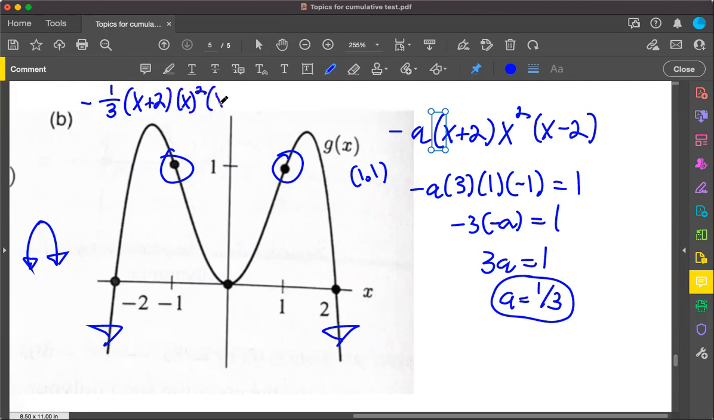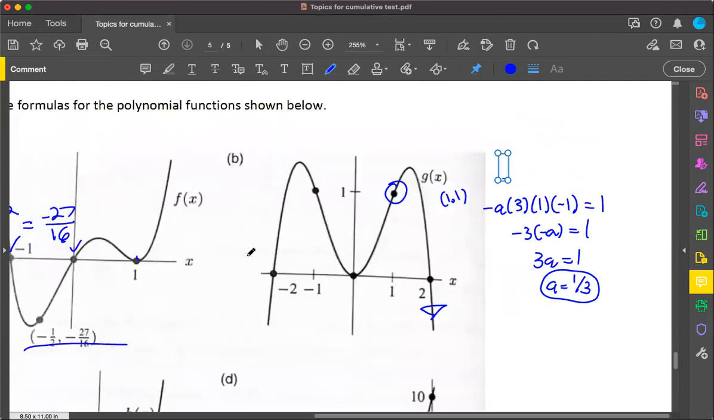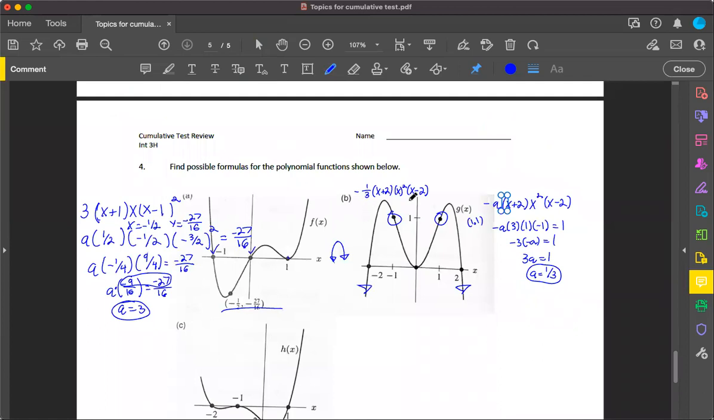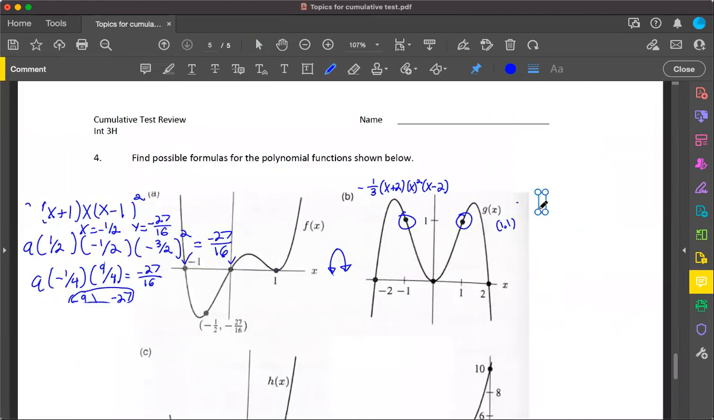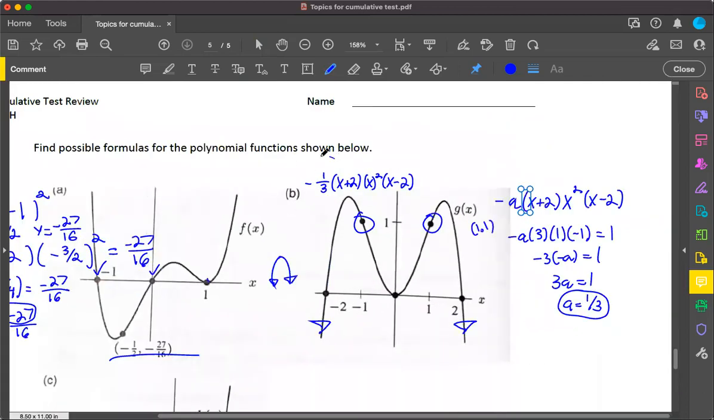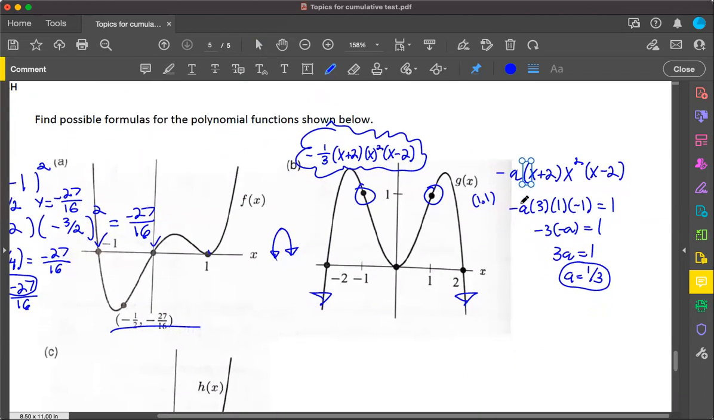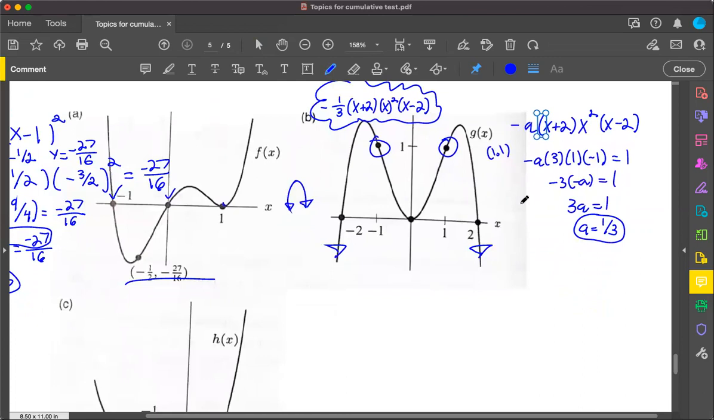So this is your factored form. We're not asked to FOIL to standard form, though there are possible formulas for it. Here you go. I think that making this a -a probably threw me for a loop, but I still recovered.